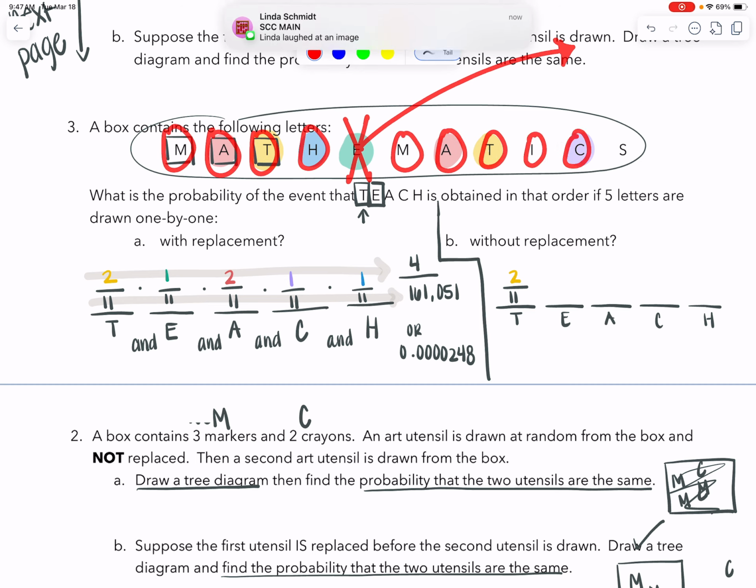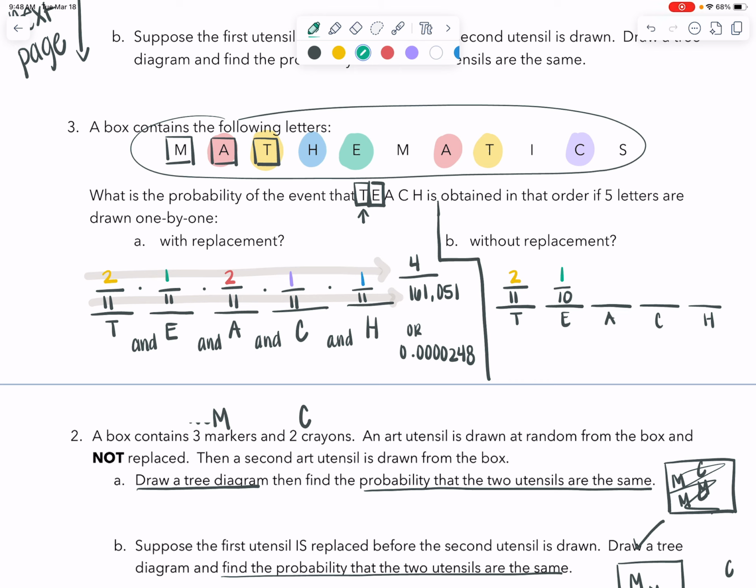Now, if the E was drawn, there'd still be this probability wouldn't change. We don't have to do the tree diagram where we're looking at if I do this, if I do this. We're just talking about the probability as a whole. A, I've drawn another letter out, so now I only have 9 letters left in the bag, but there's still 2 A's. I've drawn another letter out, so there's only 8 letters left in the bag, and there is 1 C, and I've drawn another letter out and not put it back, and so I have that.